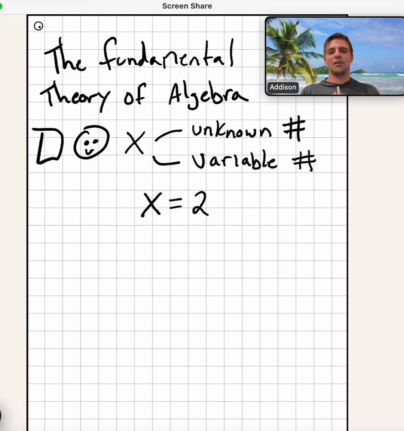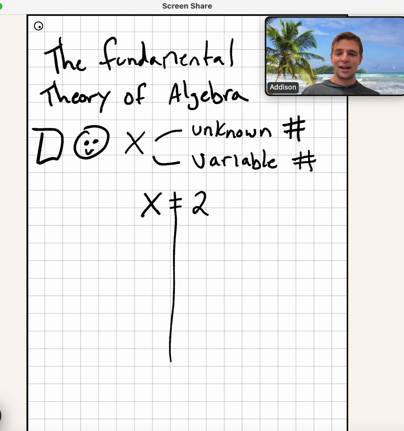So what is the fundamental theory of algebra? Okay, let's say it. You can do whatever you want to an algebraic equation as long as you do the same thing to both sides of the equation. So I'm going to go ahead and turn the equal sign into an equals line to make it very clear that we have a right side and a left side. And the equal sign tells us they have the same value. Now I can do whatever I want.